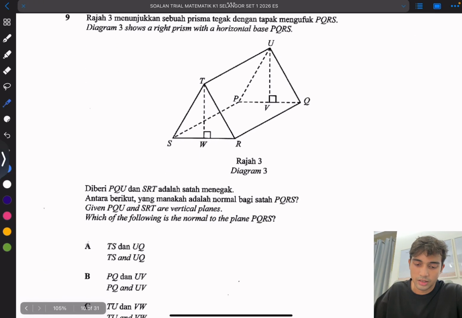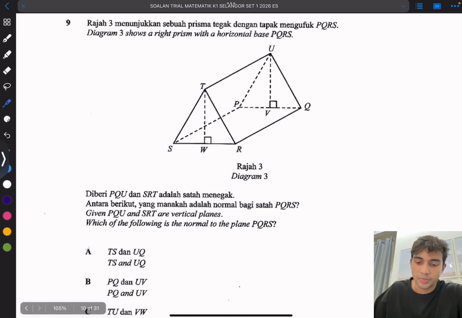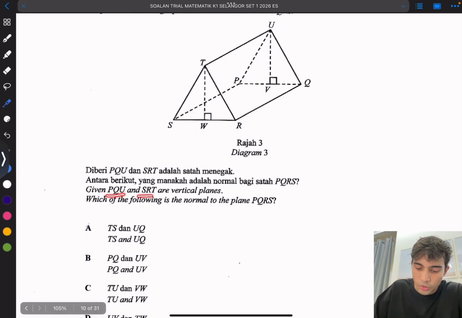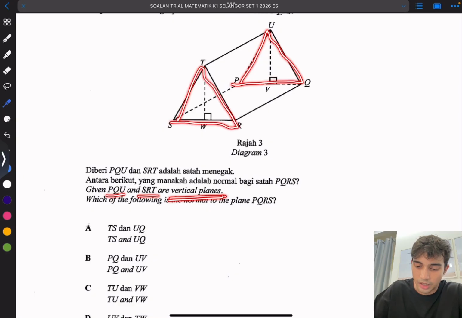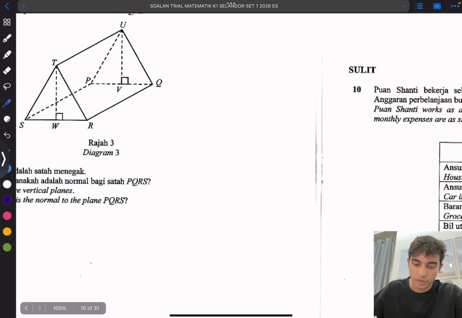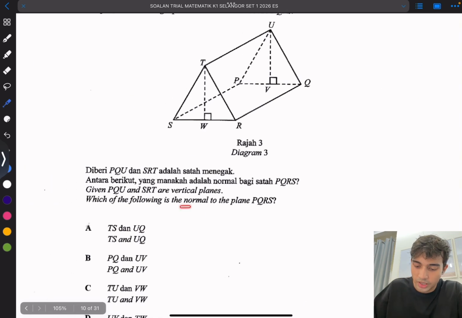Question 9. Diagram 3 shows a right prism with a horizontal base PQRS. So PQRS is a horizontal base. PQU and SRT are vertical planes. Vertical means they are perpendicular. Which of the following is the normal to the plane PQRS?